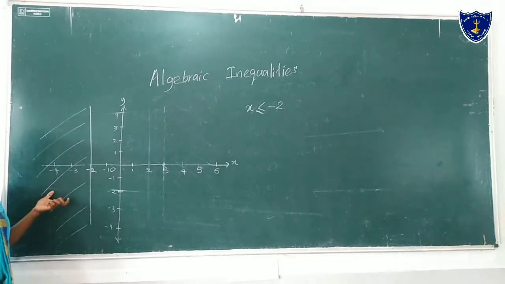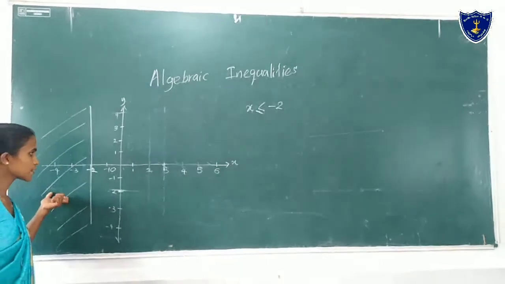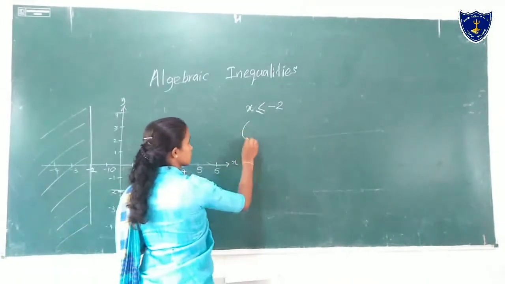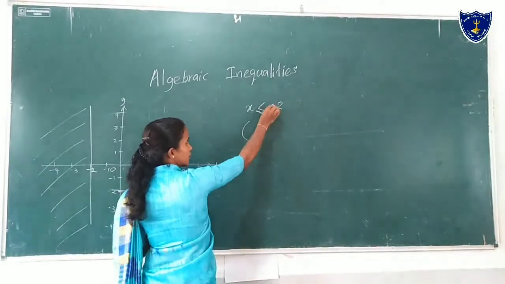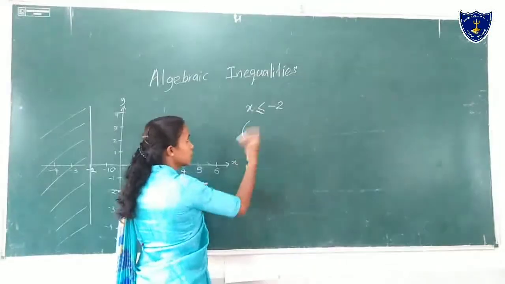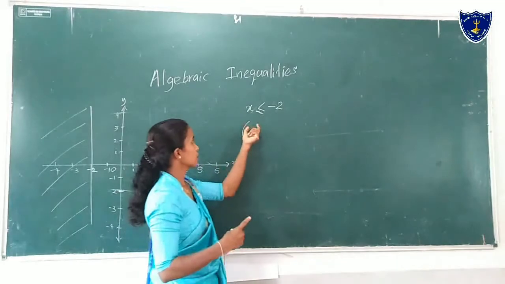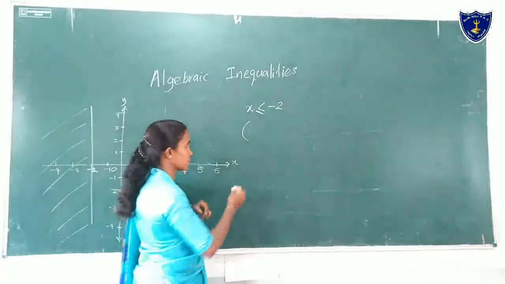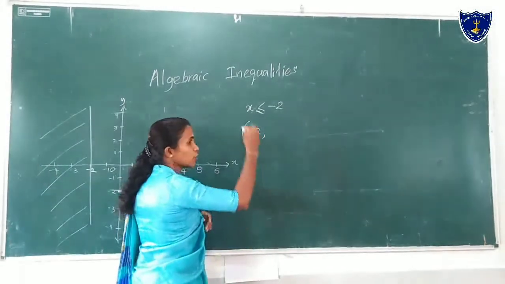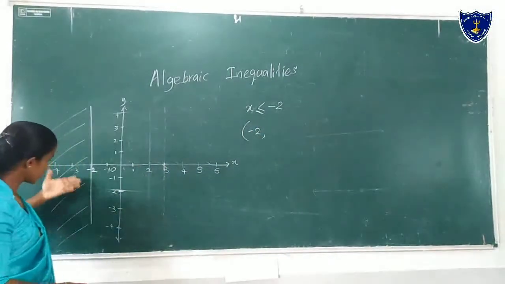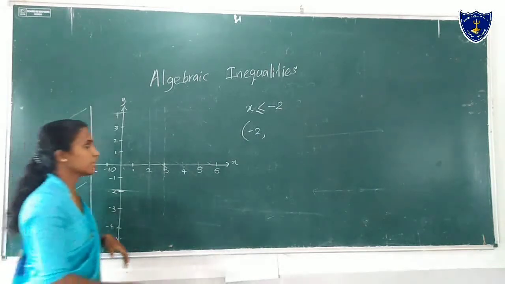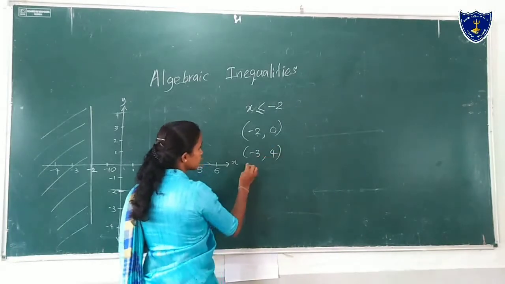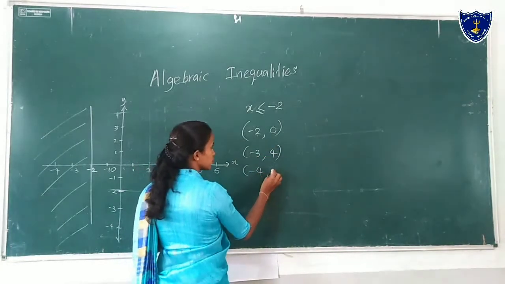This is the region. Now let's find some coordinates of points which belong to this region. The x coordinate should be negative 2 or less than negative 2. It means you can take the x coordinate as negative 2, negative 3, negative 4, negative 5, likewise. The y coordinate may be 0 or any negative value or any positive value. So negative 2, 0. Negative 3, positive 4. Negative 4, negative 6.